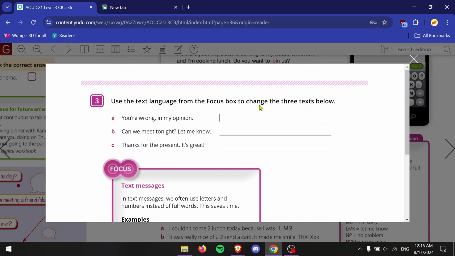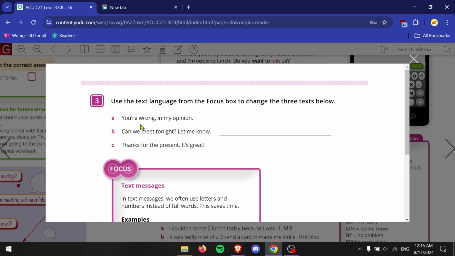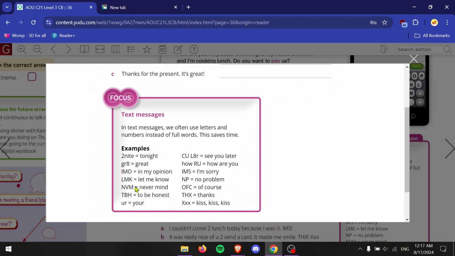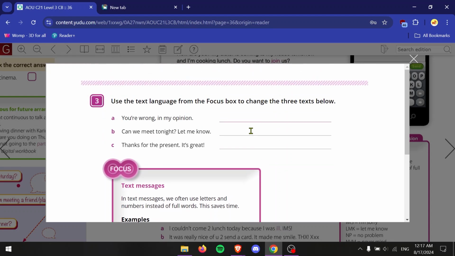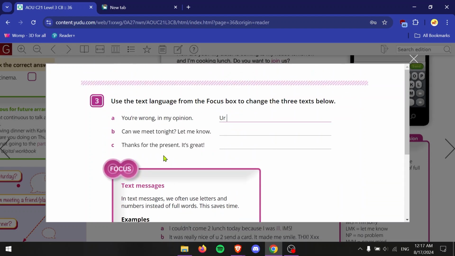Now, it looks like we have some texts here and we actually need to change these into text lingo, if you will. So here we have, you're wrong, in my opinion. I'd like you to pause the video and take a look at some examples and try writing it on your own, and then come back and check your answers. So for A, you're wrong, in my opinion. I'll say something like, let me see. This should be fun. You're wrong. And then in my opinion is usually said like IMO. So you're wrong, in my opinion.